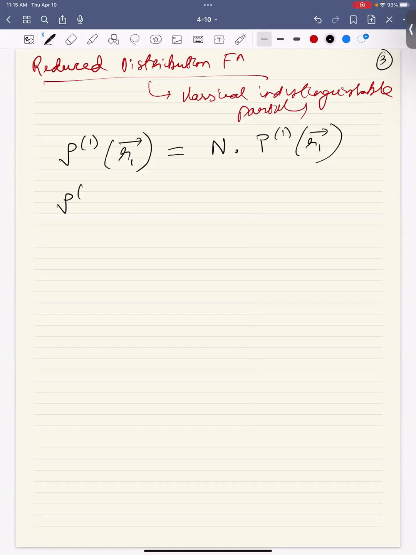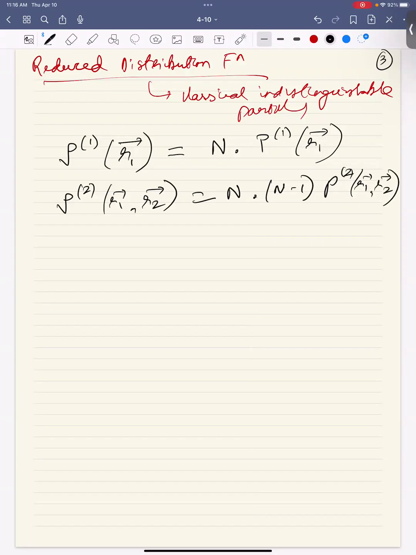Then we introduce rho 2 of R1, R2. Now we have to pick two particles. The first particle can be picked in n ways. The second particle can be picked in n minus 1 ways, right? So this is going to be P2 of R1, comma R2. You could similarly write down the 3-particle reduced distribution function, so on and so forth. We don't really worry about 3-particle stuff. So this we call equation number 4.